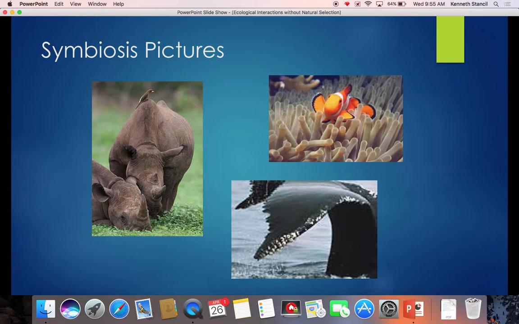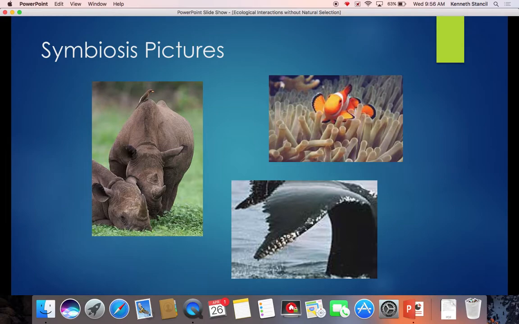Here we have some pictures of symbiosis. We've got rhinos and this little bird. I do not remember what it's called, but you know what it gets off of the rhino? A couple of things. Well, number one, it's safety. I mean, who's going to mess with it when you're on top of this 3,000-pound behemoth? Number two, it gets food. It picks the nits and the flies and the other things that are on the rhino's skin, and that's its food source.